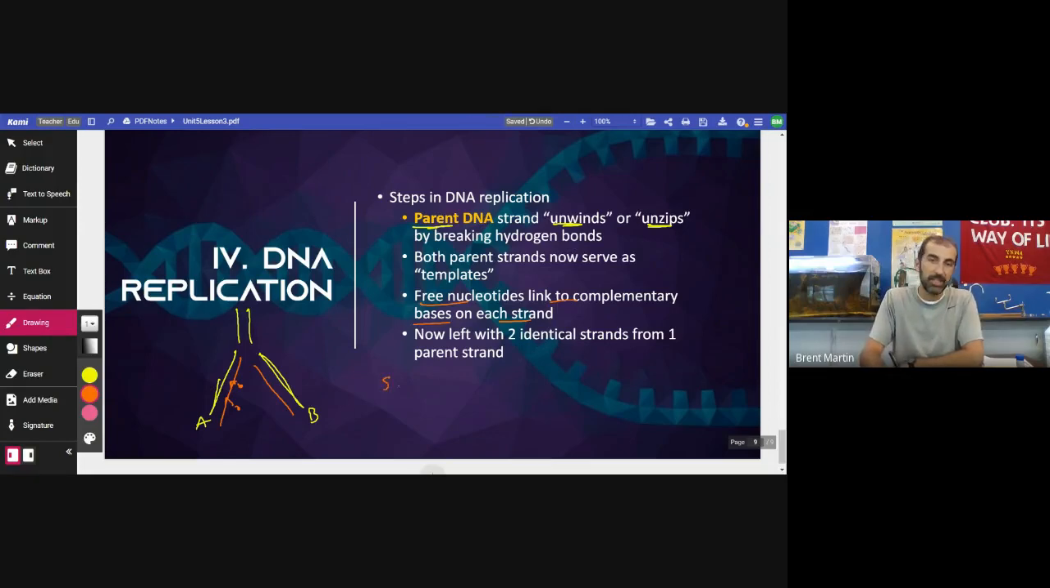And this method is said to be semi-conservative, right? It's said to be semi-conservative because one half of the parent strand is retained. In other words, what that means is you keep half of the original parent strand. The other half has been, I guess you could say, manufactured or created.